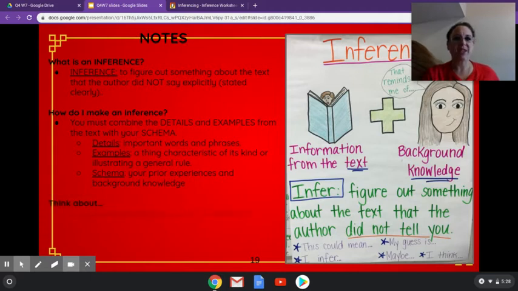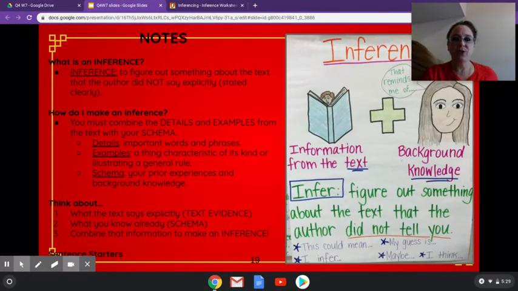And now I want you to think about what the text says explicitly. What text evidence is in the text to help support what you think it might mean? What do you know already? What's your schema? And combine that information to make your inference.